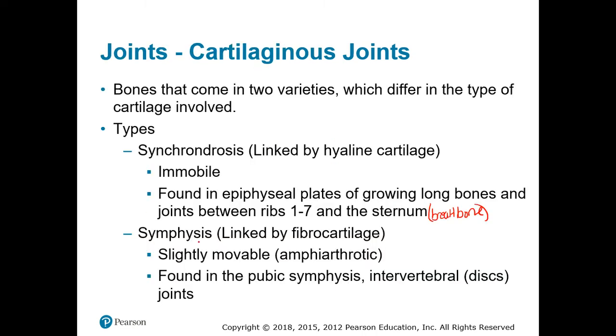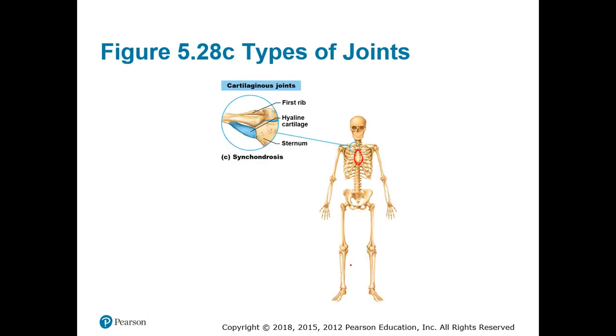Then you have symphysis. This is linked by fibrocartilage. These are going to be slightly movable or functionally classified as amphiarthrotic. These are going to be found in your pubic symphysis, hence the word symphysis, or intervertebral discs. You may not be sure where those are at, so let's actually give you a picture.